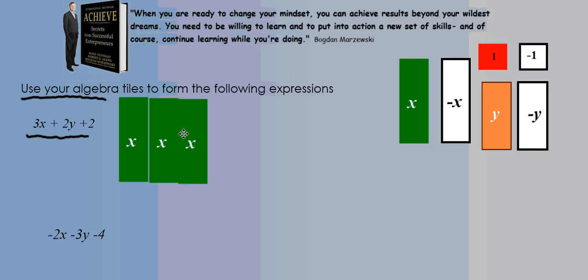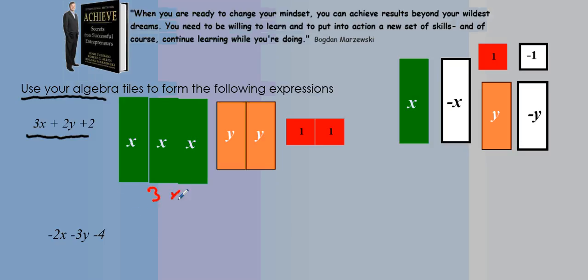So this is the first term. The next one is 2y, so you would bring 2y, and since you're adding, you would bring positive tiles. And the last term consists of 2 units, so one red and the second red tile. So I hope you now would agree that this is a representation of 3x plus 2y plus 2 as requested.